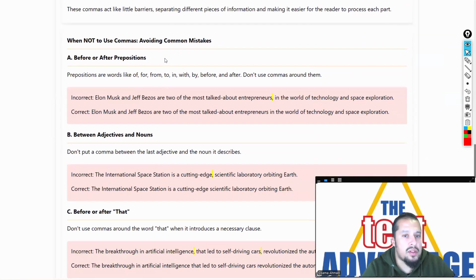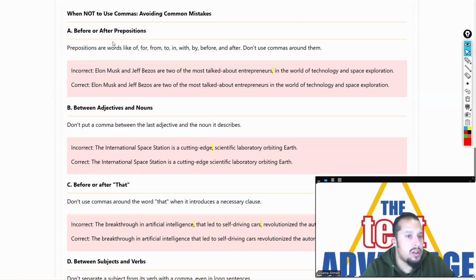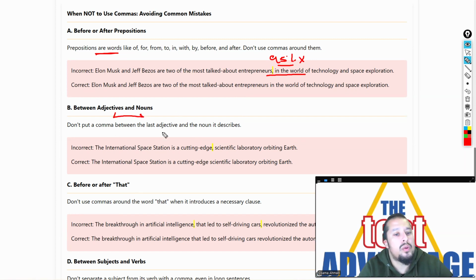When not to use commas, avoiding common mistakes. Okay, we already said the common mistake before the preposition. Like here, comma in the world. About 95% this is usually incorrect. Okay? Between an adjective and noun too. Right? We said that at the beginning of the class.